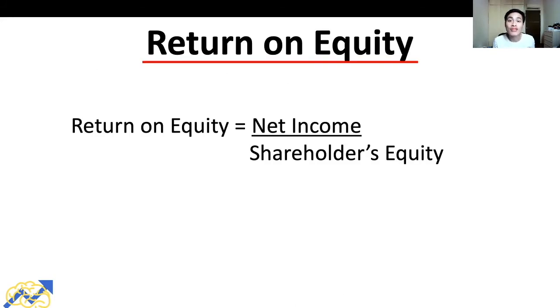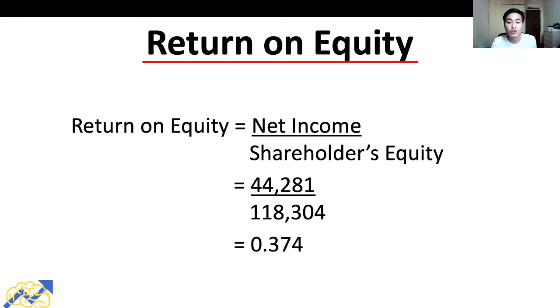Alright, now that we have found out the net income of a company and we have calculated the shareholders' equity of the company, we are able to calculate the return on equity for that company. So to calculate the return on equity ratio for the company, we take the net income of the company divided by its shareholders' equity. The net income of the company is 44,281, and then its shareholders' equity is 118,304. And if we calculate that, it will add up to 0.374 or 37.4%. And that is how we calculate the return on equity ratio for a company.